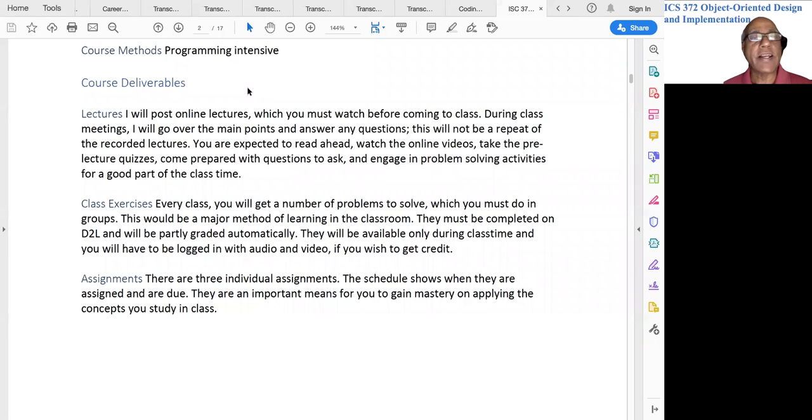This course, just like most computer science courses, is going to be very intensive in programming. There will be meetings every week on Thursdays at 6 p.m. But before each meeting, I will be posting online lectures, which you must watch. You must also read assigned sections from the textbook or other readings, and then take a quiz before coming to class.